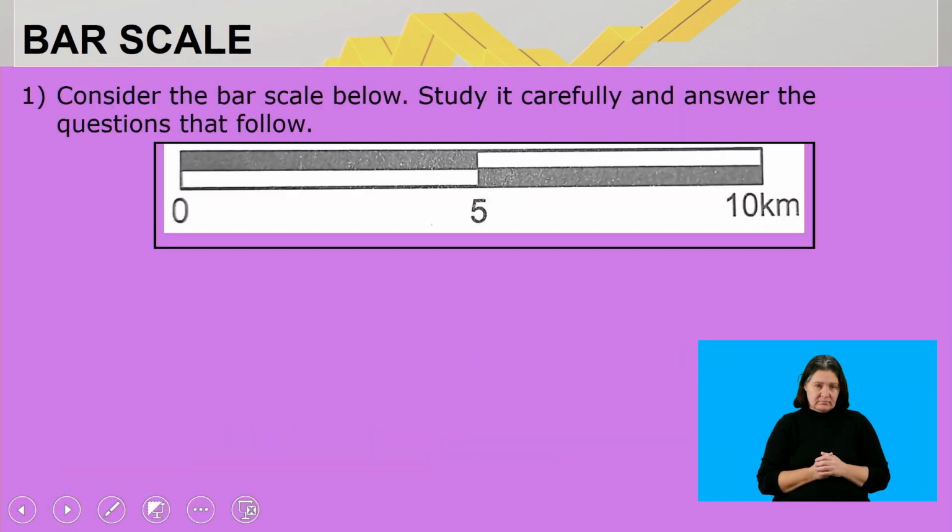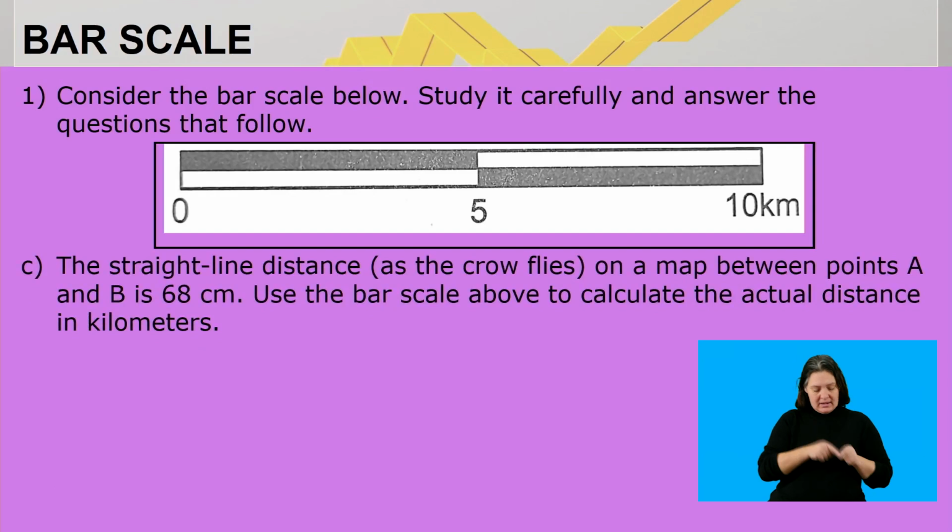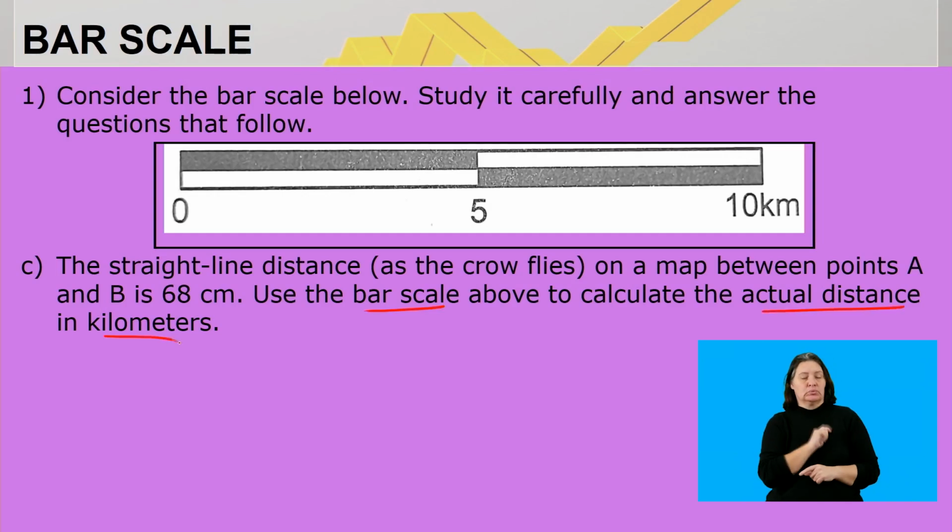Our next question says, the straight line distance, now meaning as the crow flies, right? From the 1 point to the next point, okay? On the map between points A and B is 68 centimeters. Use the bar scale above to calculate the actual distance in kilometers. Right, so we are saying the distance between the 2 points measured on the map is 68 centimeters. Okay, we would like to know what is that specific distance in kilometers.